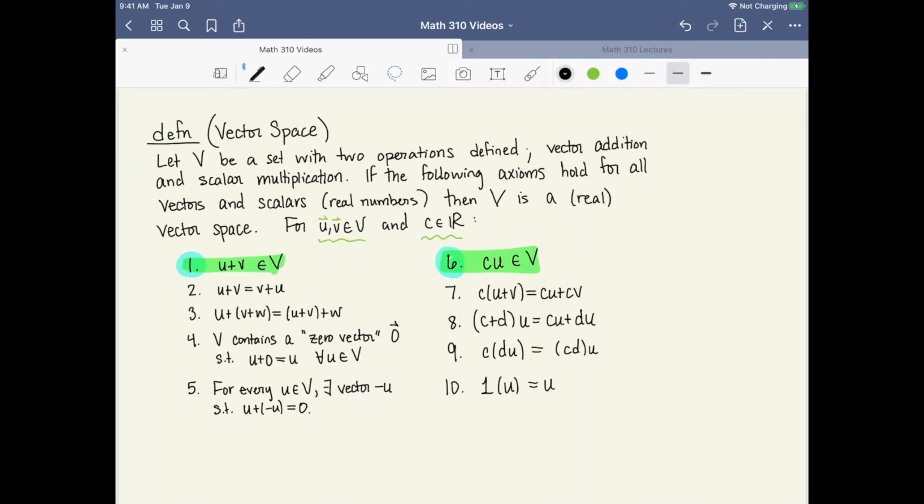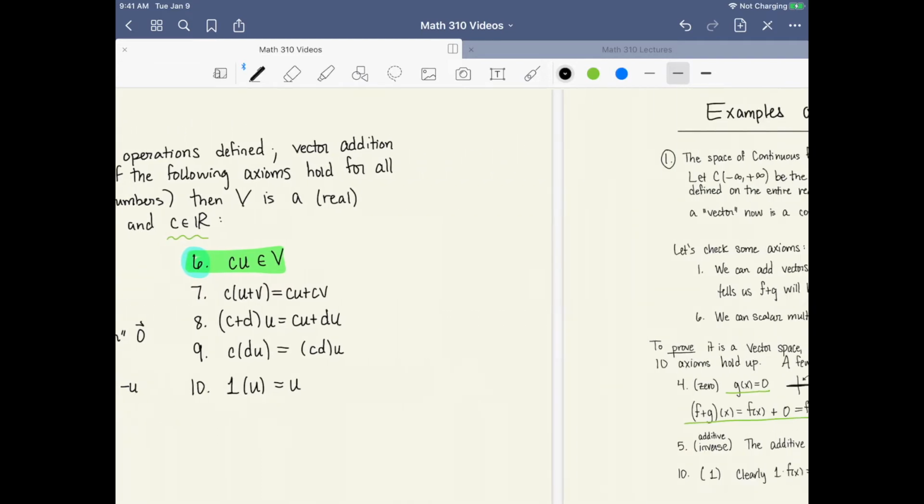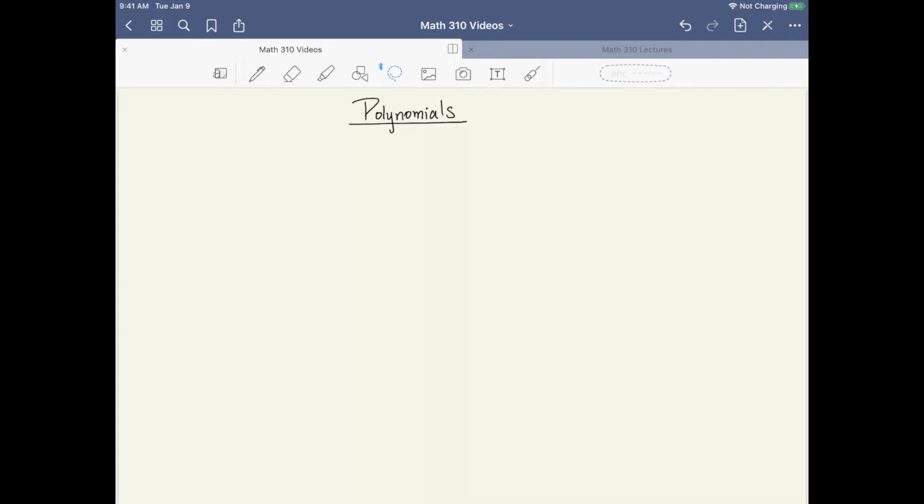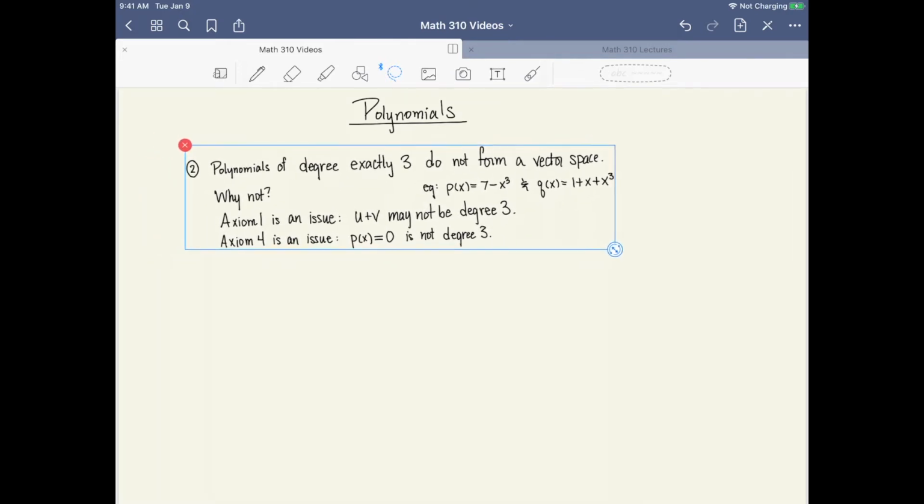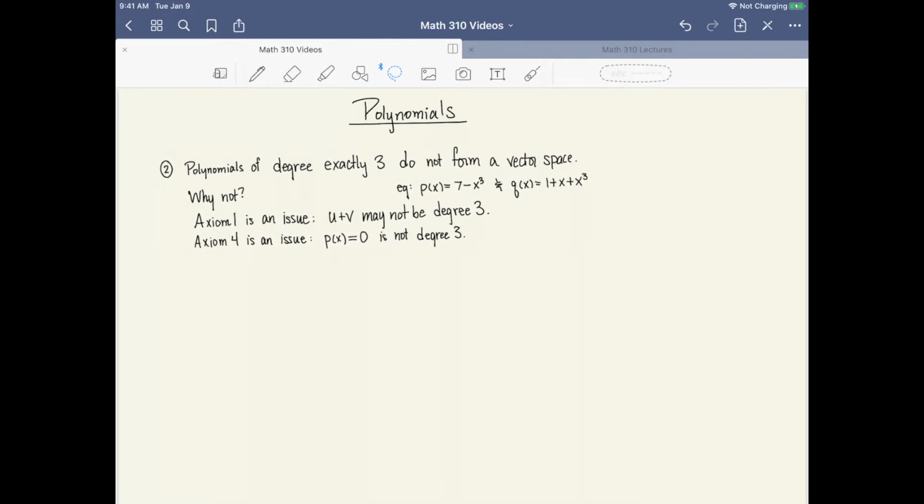I want to now discuss several examples that involve polynomials. In the Introduction to Vector Spaces video, we discussed the example of polynomials of degree at most 2 and saw that they formed a vector space. Well, what if we take, as our second example today, polynomials of degree exactly 3? Well, these do not form a vector space. So what is it that's going wrong?